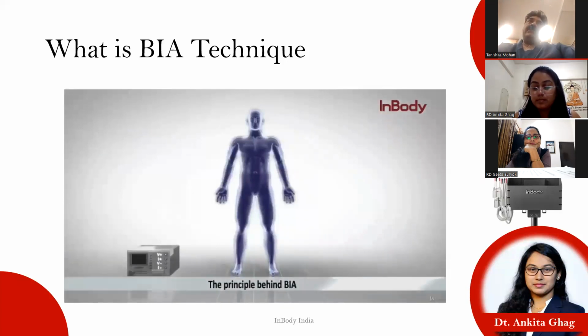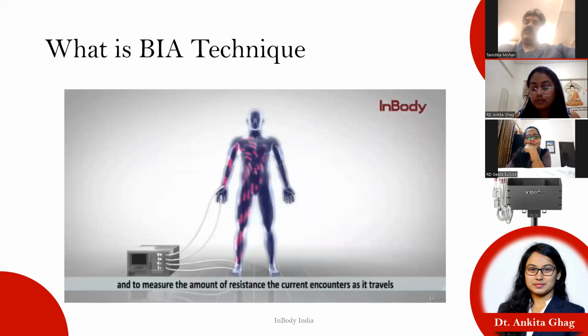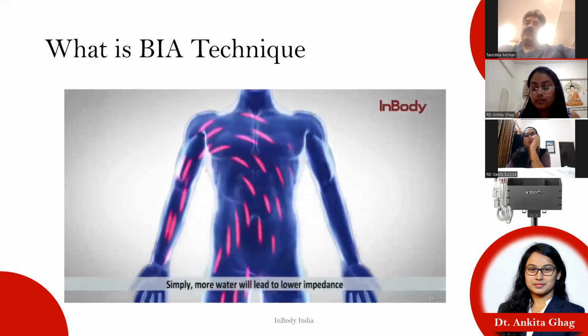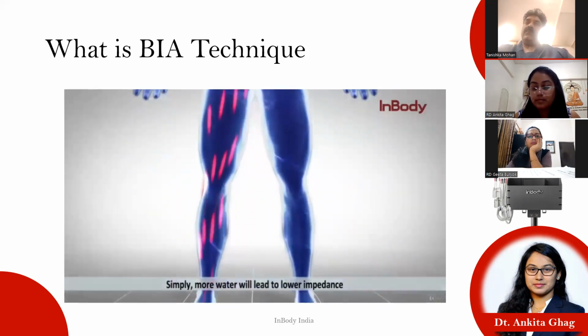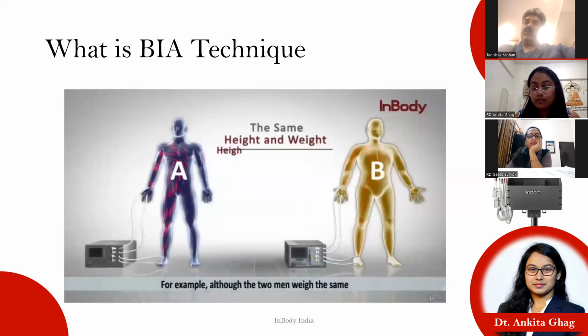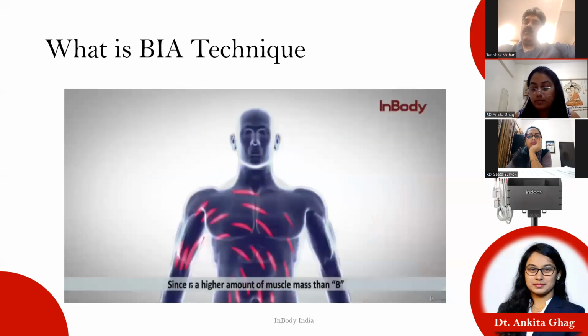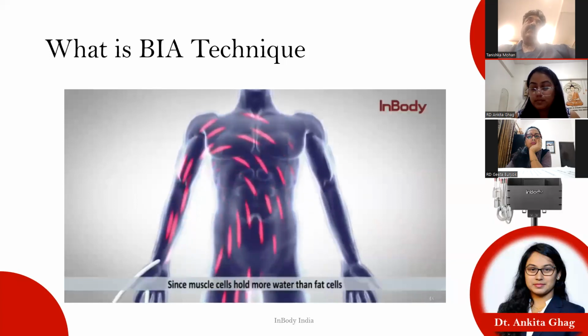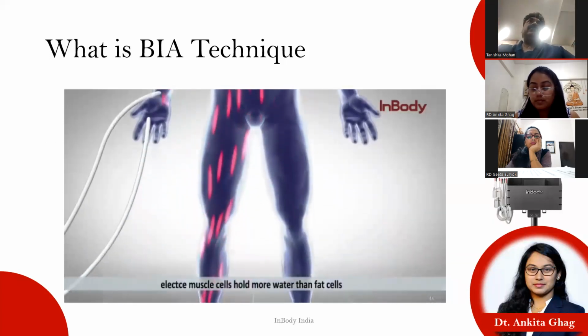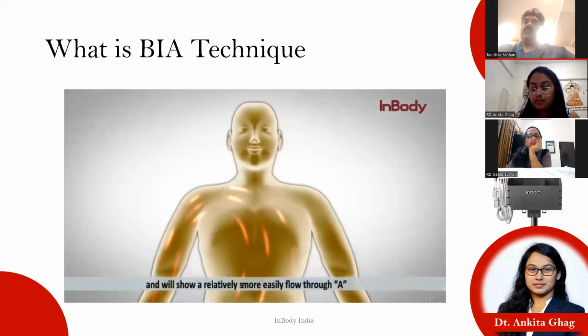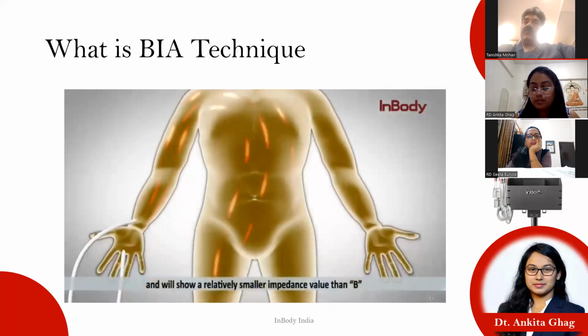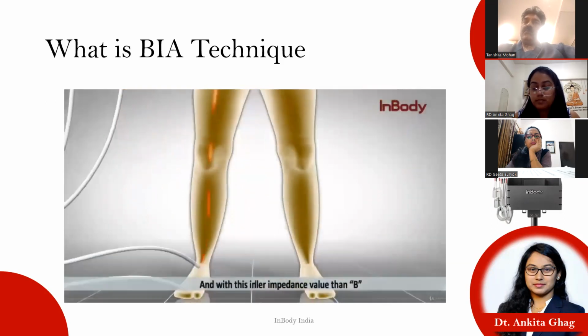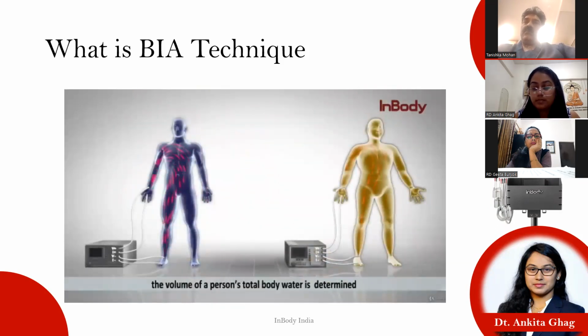The principle behind BIA is to flow electrical currents throughout the water in the body and to measure the amount of resistance the current encounters as it travels. Simply, more water will lead to lower impedance. For example, although the 2 men weigh the same, A has a higher amount of muscle mass than B. Since muscle cells hold more water than fat cells, electrical currents can more easily flow through A and will show a relatively smaller impedance value than B. With this impedance data, the volume of a person's total body water is determined.